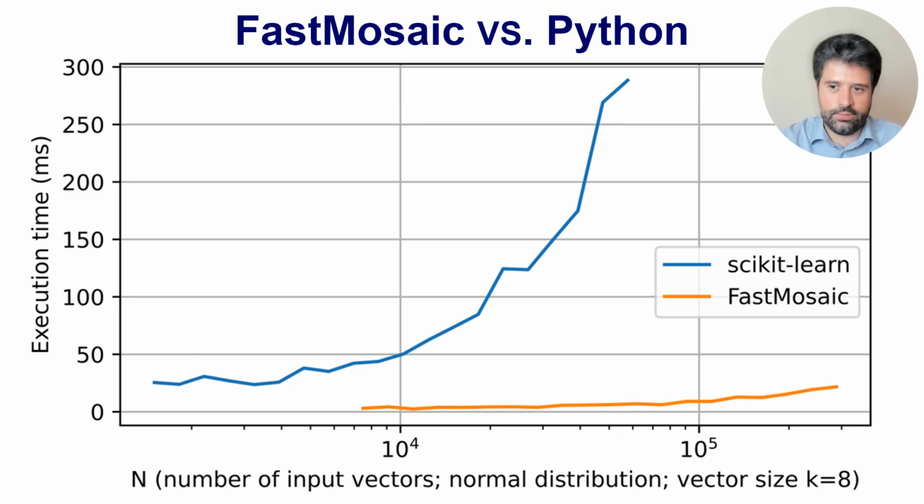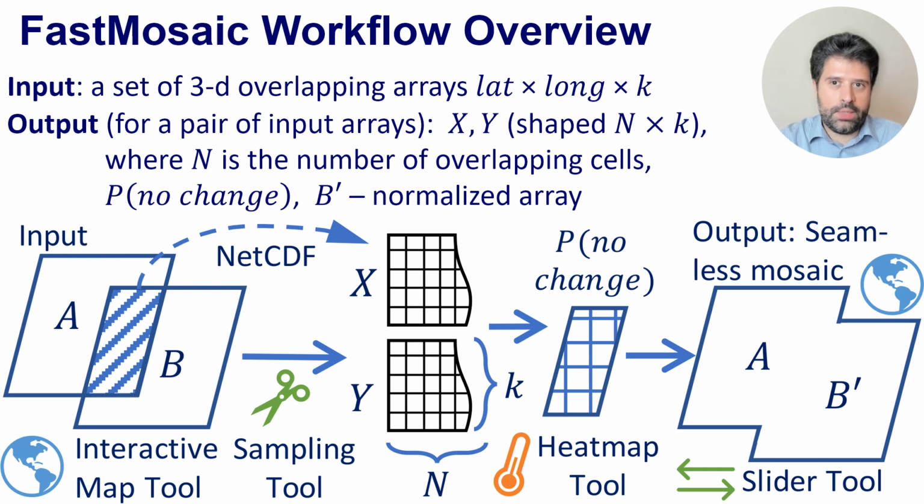For a pair of input arrays, reference and subject, A and B respectively, we estimate the probability of no change for their overlapping cells using canonical correlation analysis. On the invariant cells, an orthogonal regression is built, whose k-pairs of coefficients are applied to all cells of the subject array. Two mosaicing modes are available, both resulting in a mosaic.